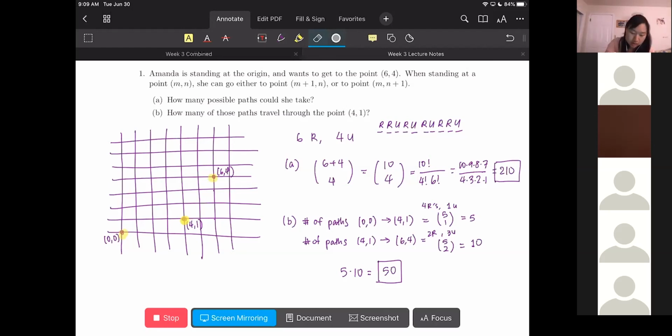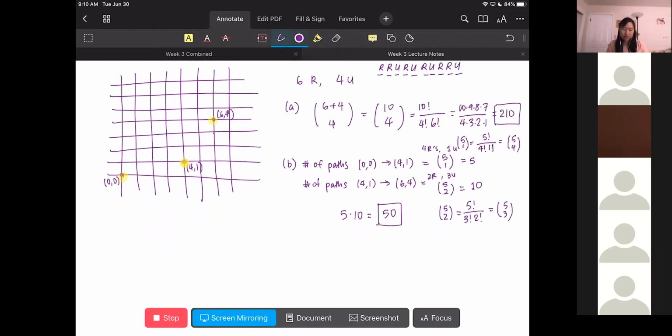So I did a little shortcut here, but if you do 5 choose 1, that's 5 factorial over 4 factorial times 1 factorial. So that's actually the same as 5 choose 4. And then same for the one below. 5 choose 2 is 5 factorial over 3 factorial times 2 factorial. And that's the same as 5 choose 3. Okay, cool. All right, so I'll walk us through another example.